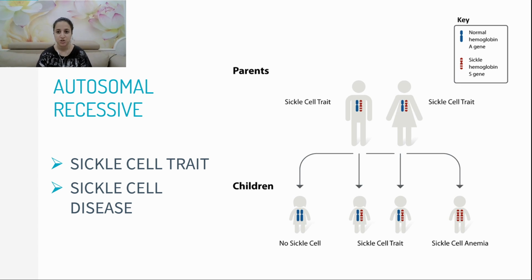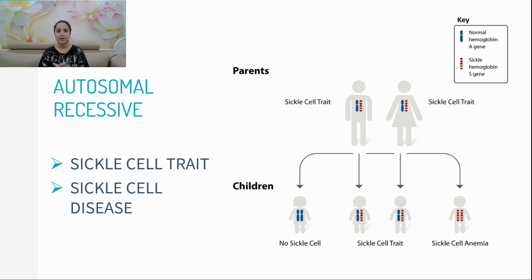So before understanding what is autosomal recessive, it's important to understand two different terms. The first being sickle cell trait and the second being sickle cell disease. So here in this picture, you can see that there's a father and a mother and they have 4 different children. You can see that the father and the mother have one chromosome which has the abnormal hemoglobin beta gene and the second which has a normal hemoglobin beta gene.